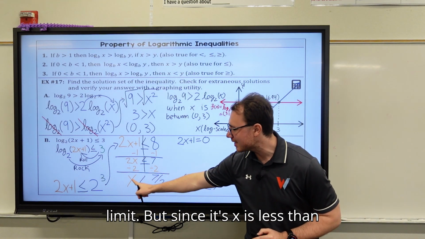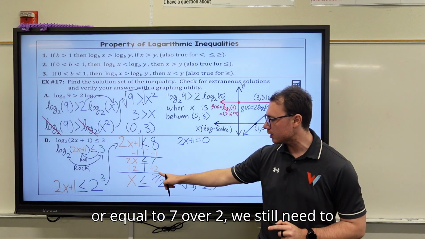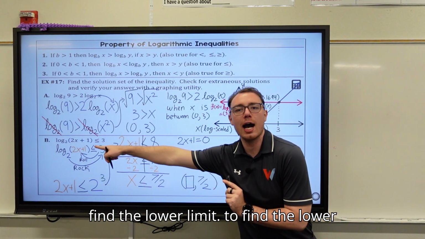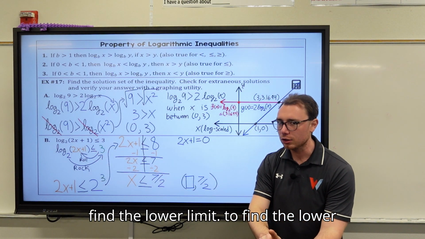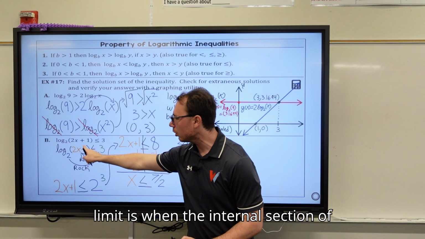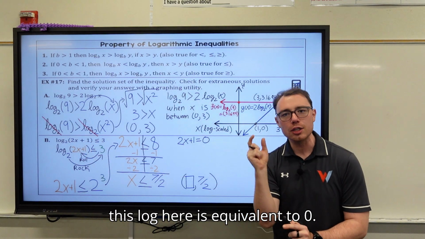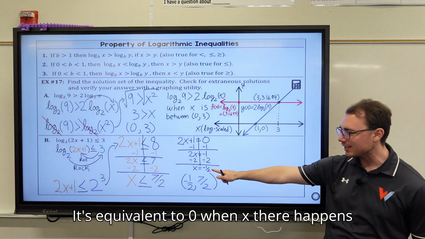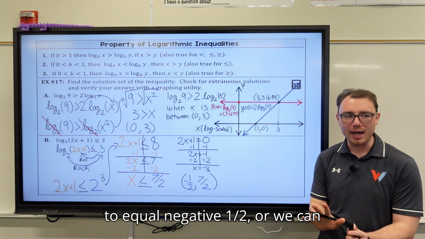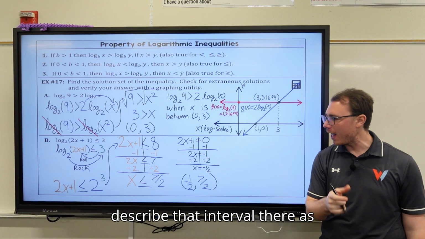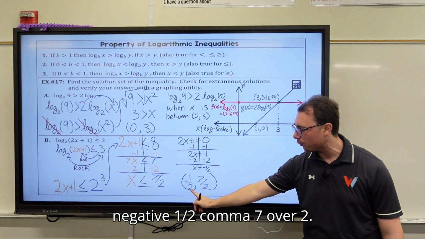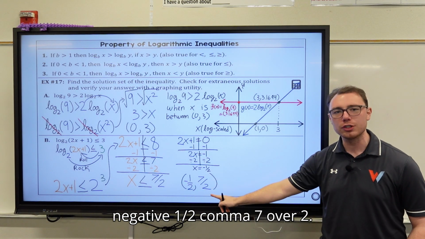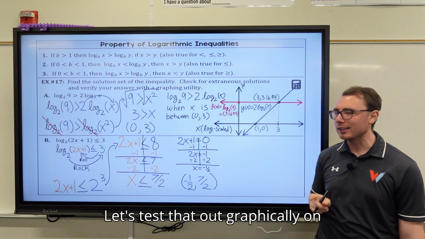we wouldn't need to solve for that because that would then be the lower limit. But since it's x is less than or equal to 7 over 2, we still need to find the lower limit. The lower limit is when the internal section of this log is equivalent to 0. It's equivalent to 0 when x equals -1/2, or we can describe that interval as -1/2 comma 7 over 2. Well, let's test that out graphically on Desmos.